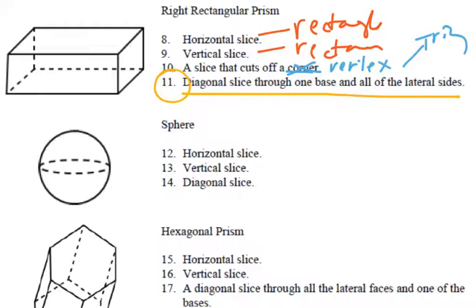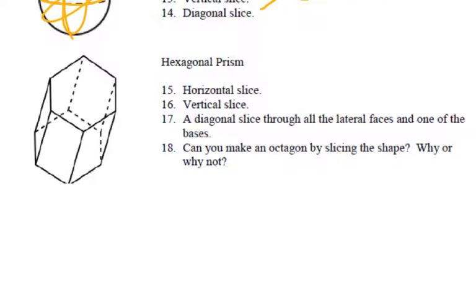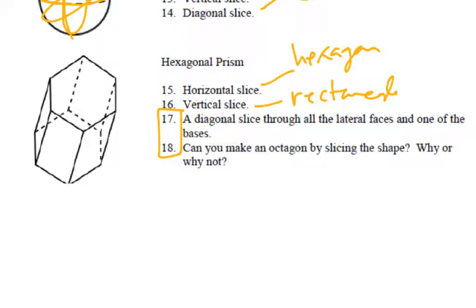Okay, sphere. Horizontal is a circle. A vertical is also a circle. And a diagonal would be a circle too. For a hexagonal prism, a horizontal would be a hexagon. A vertical would be a rectangle. We're going to probably need to use the website to finish those ones as well. We'll come back to those when we're done.